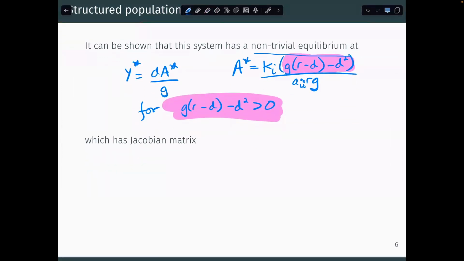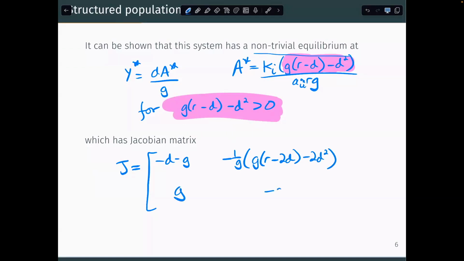There is also a trivial equilibrium, but we don't care about that because if the population is extinct, that's what I mean by trivial equilibrium here. If the population is extinct, no evolution is going to happen. So we're only going to focus on cases where evolution is possible. Okay, so we need to check that it is locally asymptotically stable. We can find our Jacobian matrix. This is going to be minus D minus G, minus 1 over G times G, R minus 2D minus 2D squared. I hope that's correct.